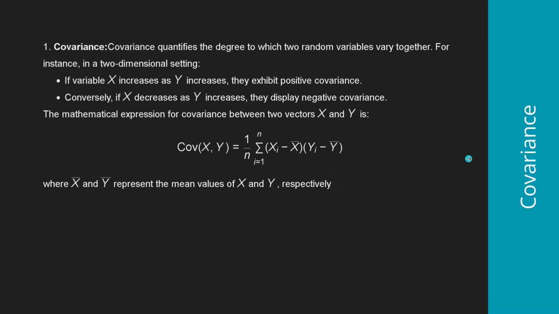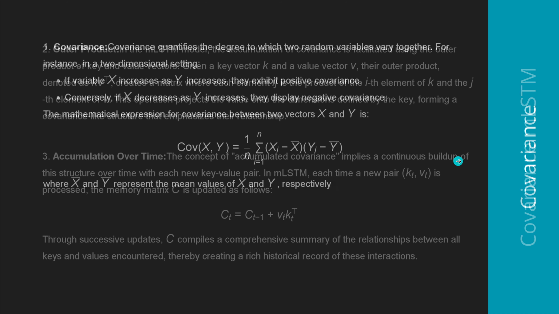Now, if you want to understand covariance from a little bit more mathematical point of view, this is the definition of general covariance. It quantifies the degree to which two random variables vary together. We have two cases: x increases, y increases, we have a positive covariance; x decreases as y increases, we have a negative covariance. And the mathematical expression between the two vectors is exactly this, where the bar indicates the mean values of our vectors. This is all there is.